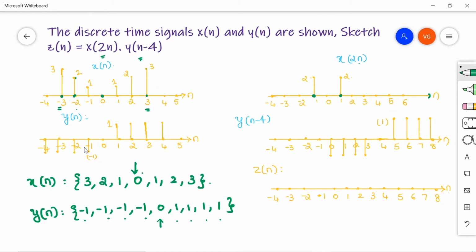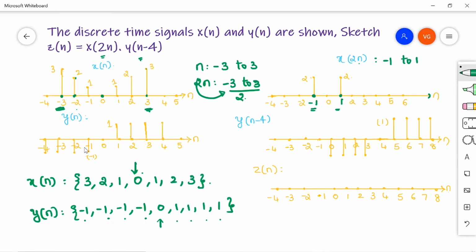X of n has the range minus 3 to 3, isn't it? This is minus 3 and this is plus 3. Now, we have to find the range to draw x of 2n. So, for 2n, you take this 2 to the other side and divide by 2. Then you will get minus 3 by 2 to 3 by 2, so minus 1.5 to 1.5. Don't consider 0.5 and all. So you take it from minus 1 to 1. The new range for x of 2n is minus 1 to 1.